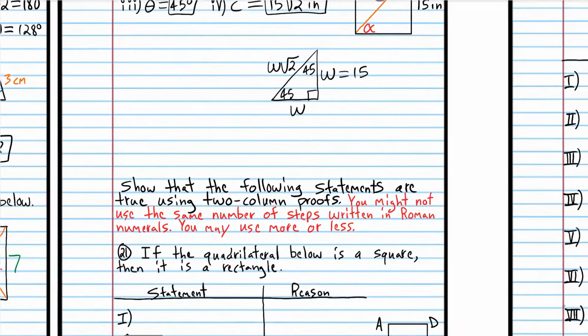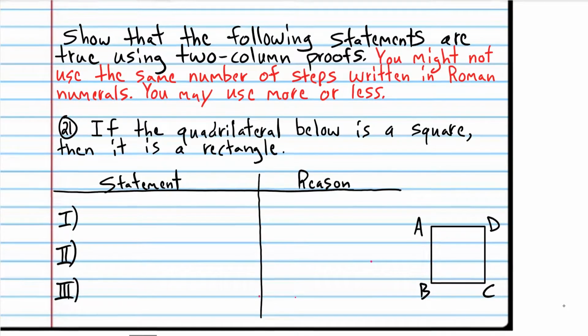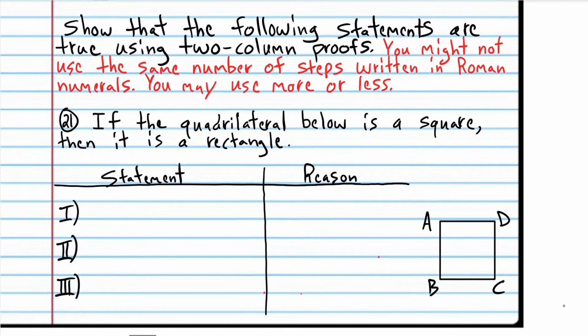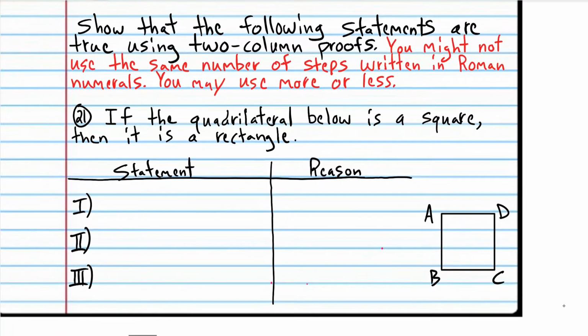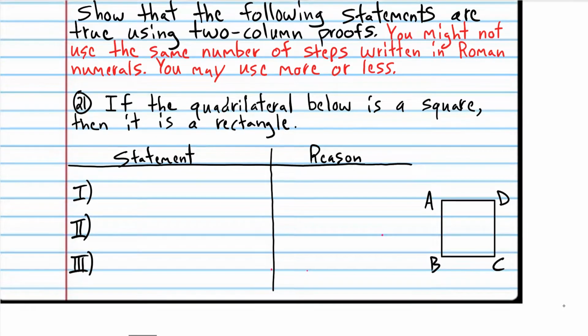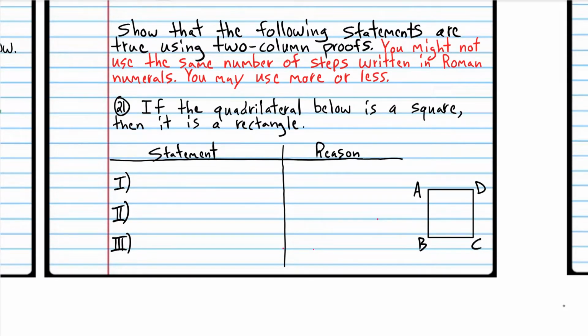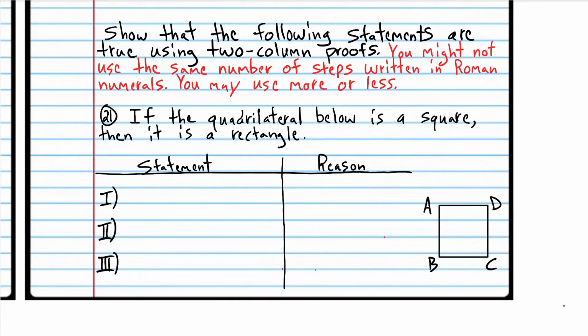On to number 21. So now we're moving on to the proofs. This is the most difficult part of the test. We have 5 proofs, and then we'll be done. It says, show that the following statements are true using 2-column proofs. You might not use the same number of steps written in Roman numerals. You may use more or less, so be aware of that. I have 3 steps here, but maybe you'll choose to use more or less than that. You can write more steps if you need to. But this particular problem, you're only going to need 3 steps.